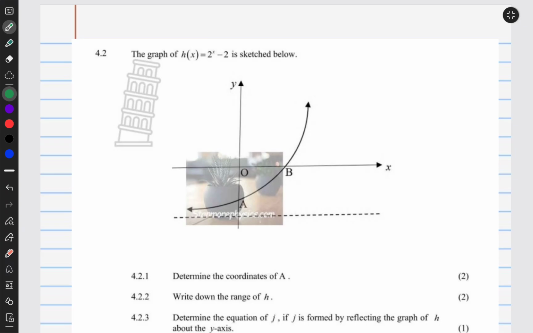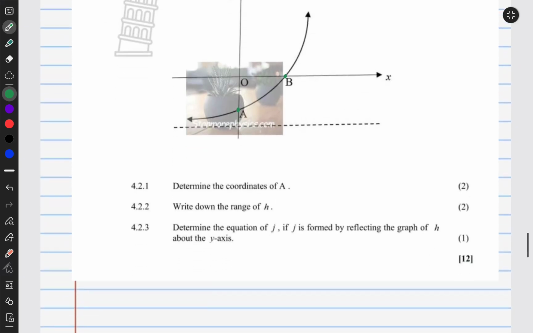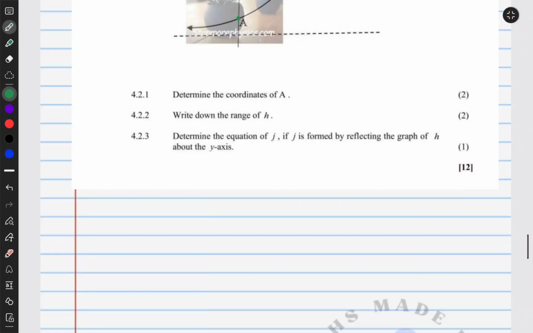X is an exponent, therefore we are dealing with the exponential equation. We are asked to determine the coordinates of a. A is the y-intercept of the graph, and then we also have b, which is the x-intercept of this exponential equation. So a is the y-intercept. We are asked to determine the coordinates of a.